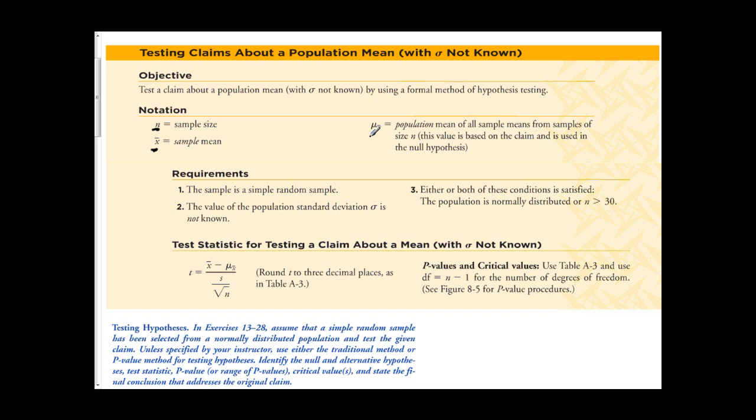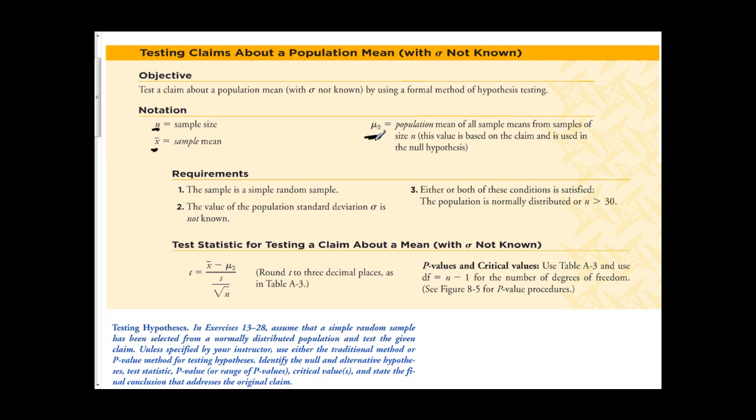And then we have here mu of x bar, which is the population mean, but this is actually the mean of the sample means. This is from a sampling distribution, so we have the subscript. This is the mean of the sample means.